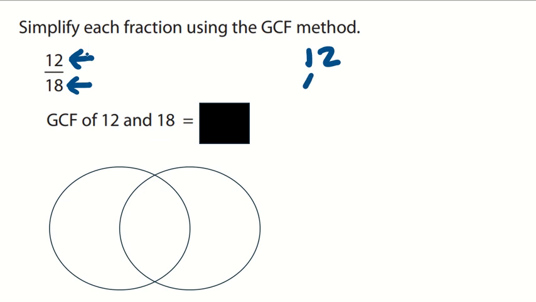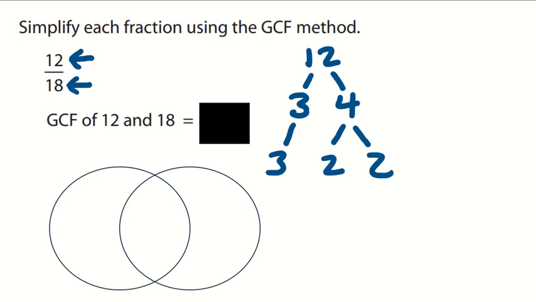12. What two numbers multiply together to equal 12? Well, we know that 3 times 4 equals 12. 3 is prime, so we carry it down, and 4 is composite, so we break it apart to 2 times 2. And thus we have 3 times 2 is 6, and 6 times 2 is 12. We have the prime factorization of 12.